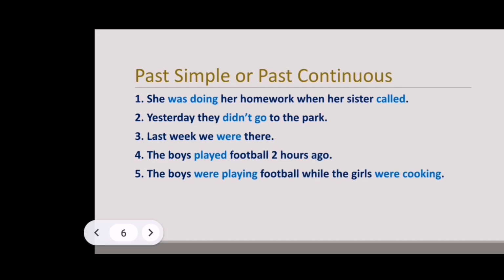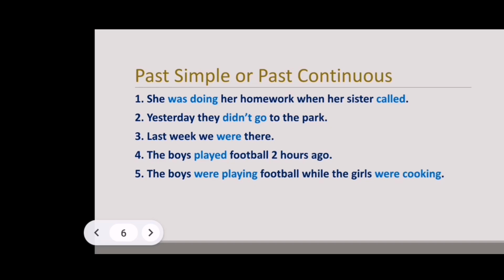Let's compare. She was doing her homework when her sister called. Was doing her homework, it's an action in a process. When her sister called, this action interrupted the first one. Yesterday they didn't go to the park. Yesterday, past simple. Negative sentence, didn't go. Last week we were there. To be in the past simple, last week.